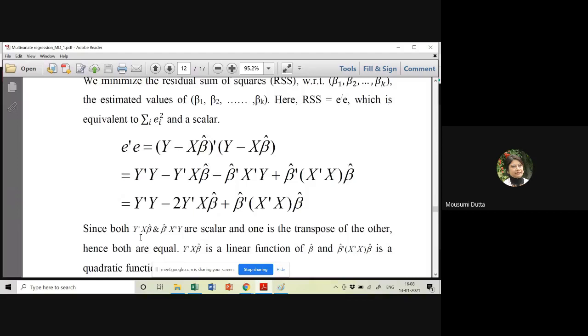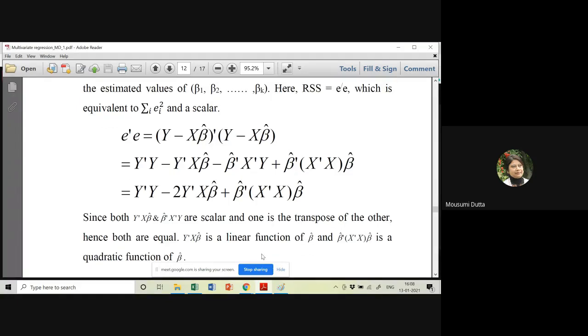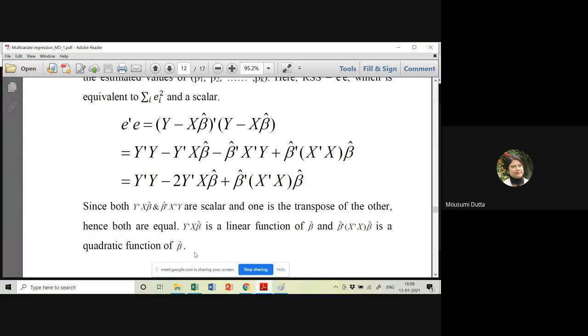Since both Y prime X beta hat and beta hat prime X prime Y are scalars, and one is the transpose of the other, both are equal. The transpose of 5, if it is a scalar, a single number, will be the same value. Y prime X beta hat is a linear function of beta hat, and beta hat prime X prime X beta hat is a quadratic function of beta hat.